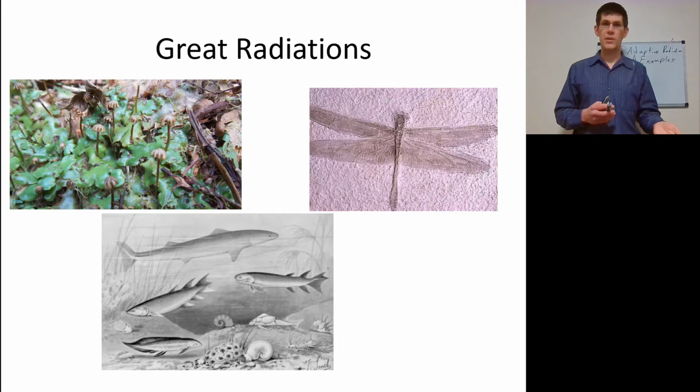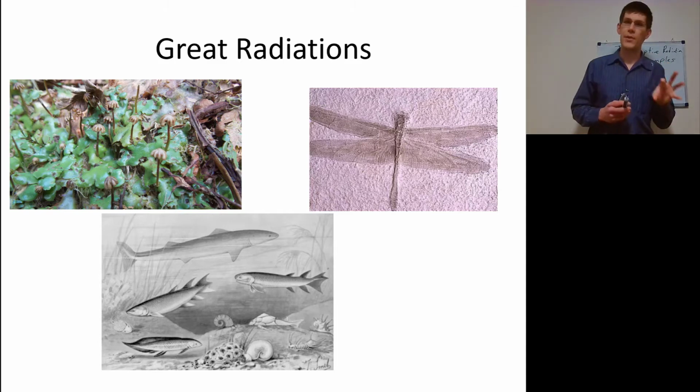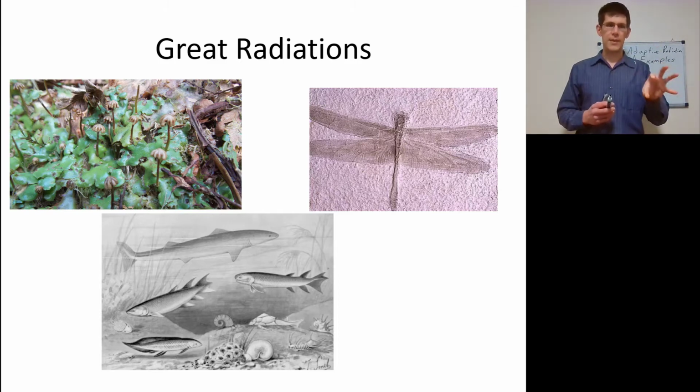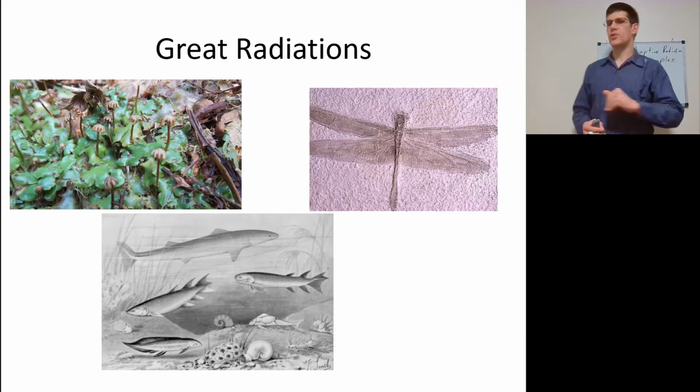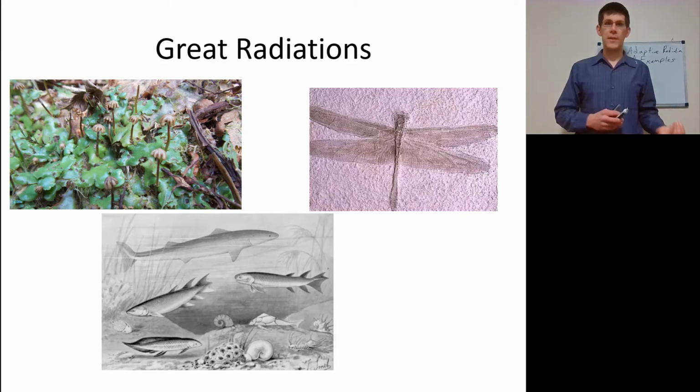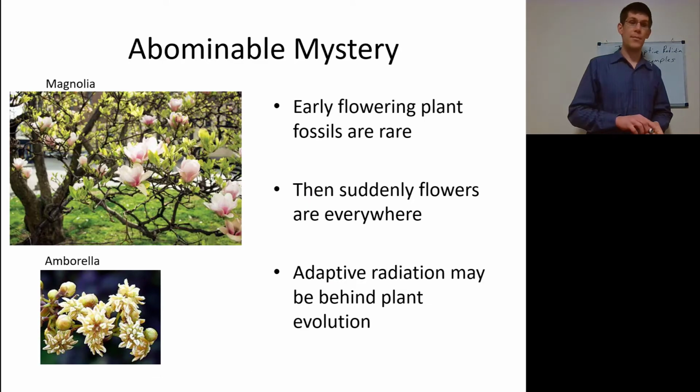Now, what does this have to do with speciation? Well, think about how a lot of these organisms, if they have a small local adaptation, it's better for them to keep that local adaptation plus the big adaptation, and then they are their own species. So you can see speciation following an adaptive radiation event pretty easily. Let's look into some very specific examples, such as the Abominable Mystery.